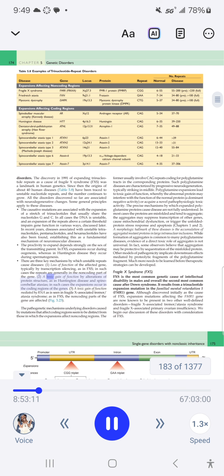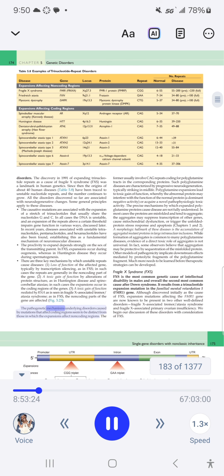2. A toxic gain of function by alterations of protein structure, as in Huntington disease and spinocerebellar ataxias. In such cases the expansions occur in the coding regions of the genes. 3. A toxic gain of function mediated by RNA, as is seen in Fragile X-associated tremor ataxia syndrome. As in FXS, the non-coding parts of the gene are affected, Figure 5.23.